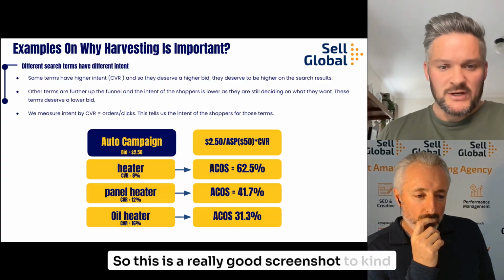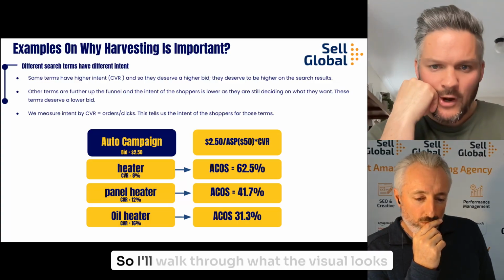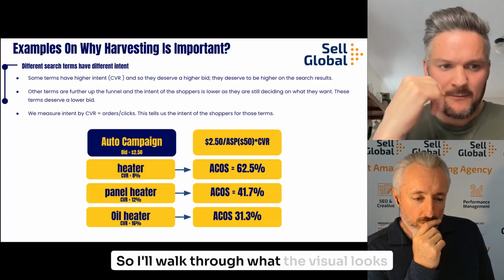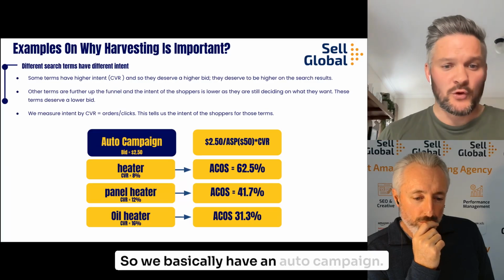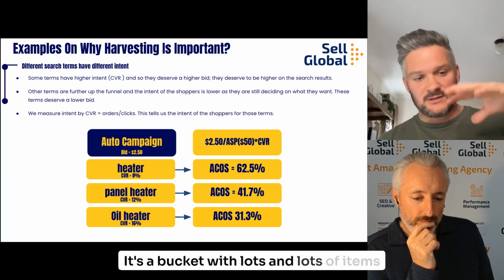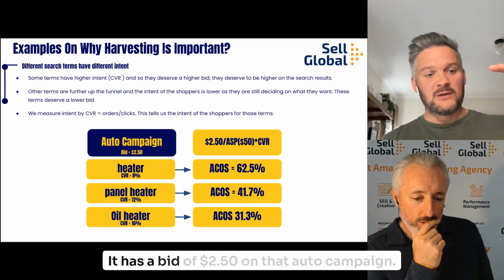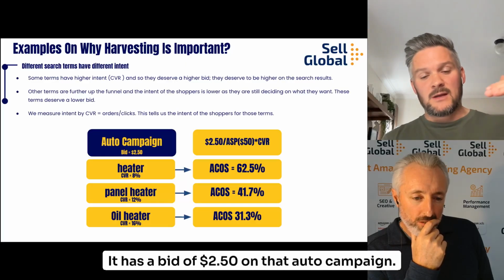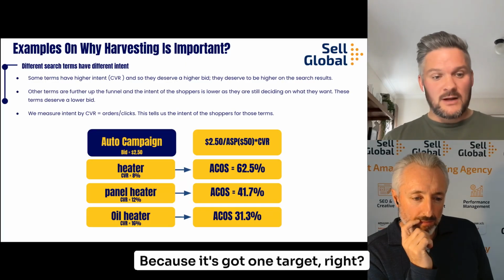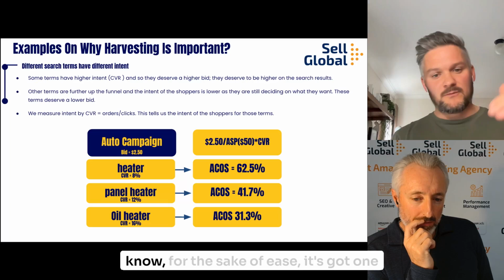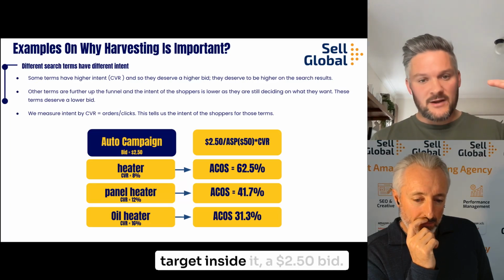Yep. So this is a really good screenshot to give you an indication. I'll walk through what the visual looks like. We basically have an auto campaign. We've talked about that. It's a bucket with lots and lots of items inside it. It has a bid of $2.50 on that auto campaign because it's got one target. Technically it can have four, but for the sake of ease, it's got one target inside it, a $2.50 bid.